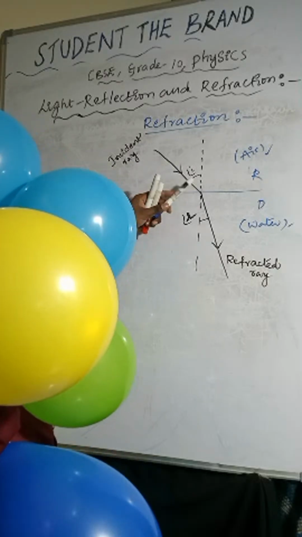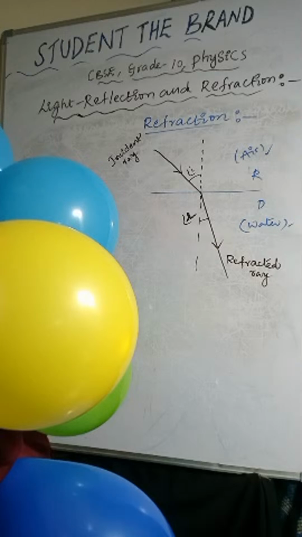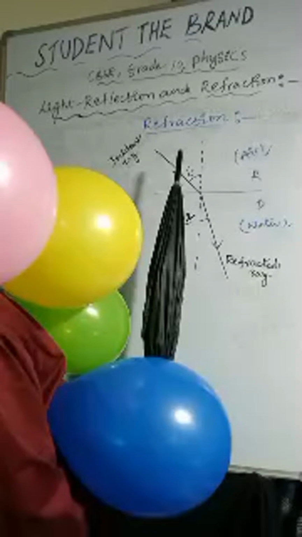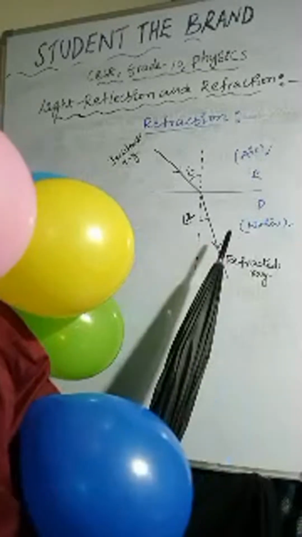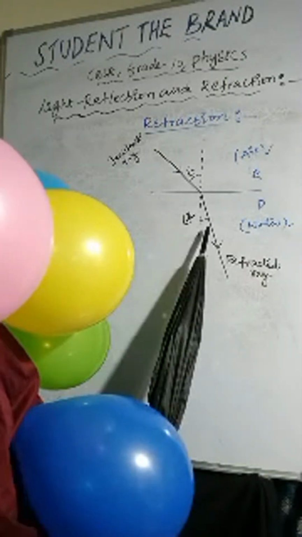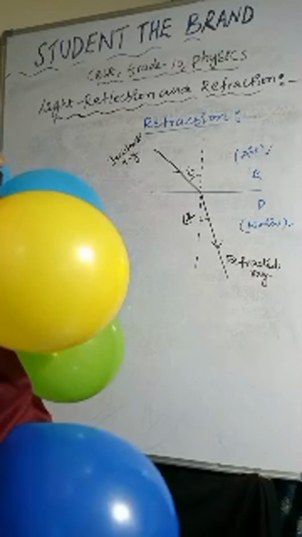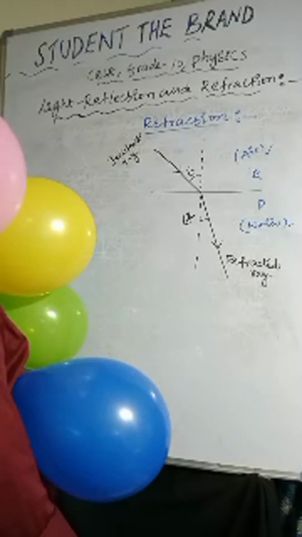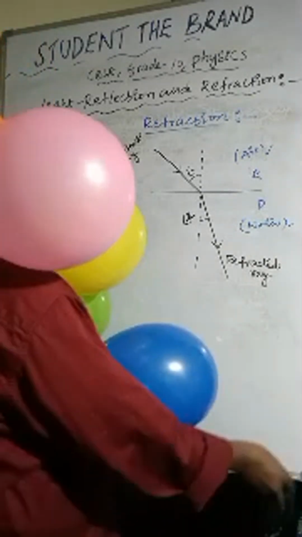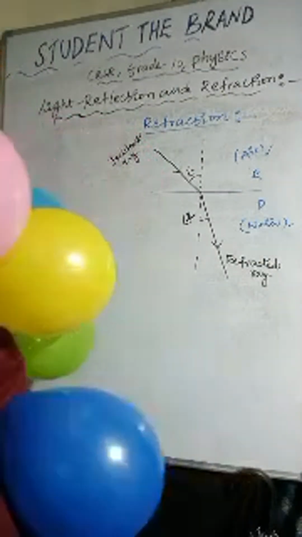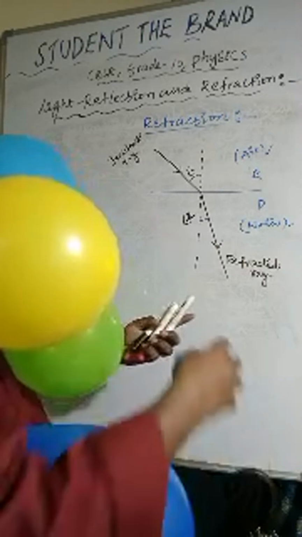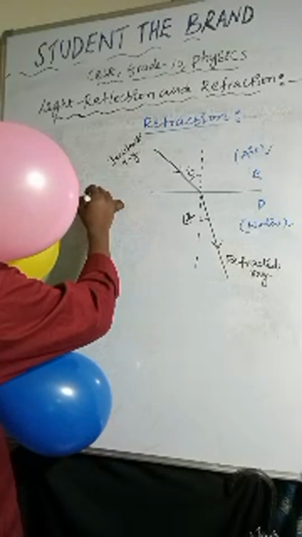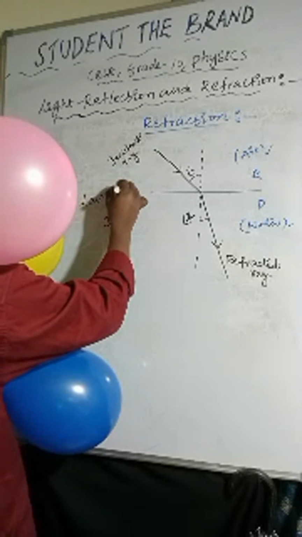At this point, the light ray changes its direction. The angle between the incident ray and the normal line is the angle of incidence. The angle between the refracted ray and the normal line is called the angle of refraction. So this is about refraction of light. Now, laws of refraction. What are the laws of refraction? Point number one.